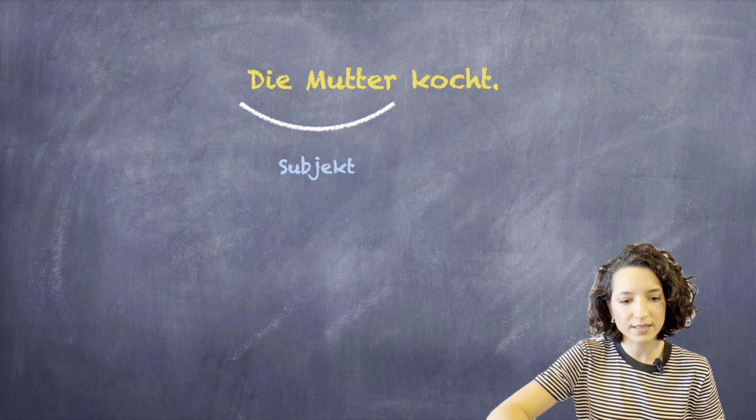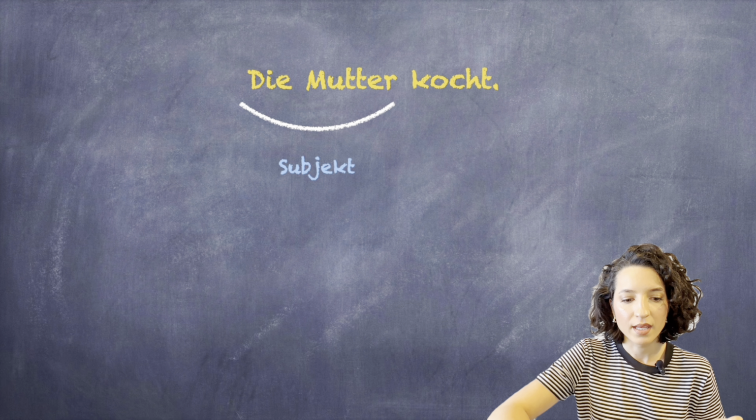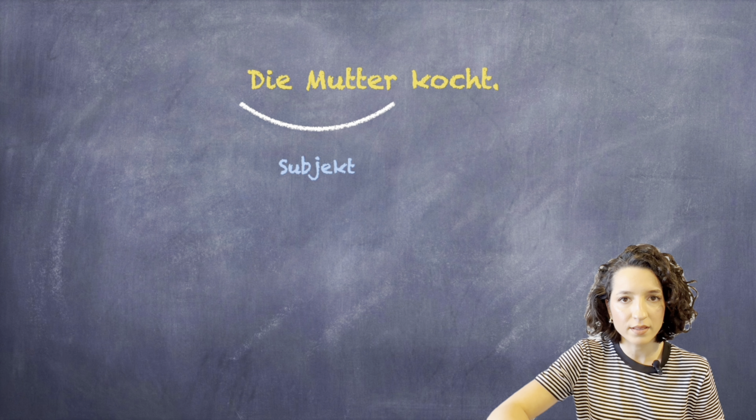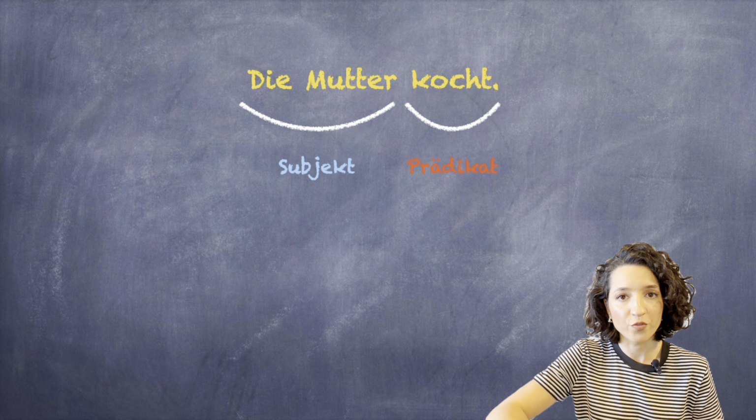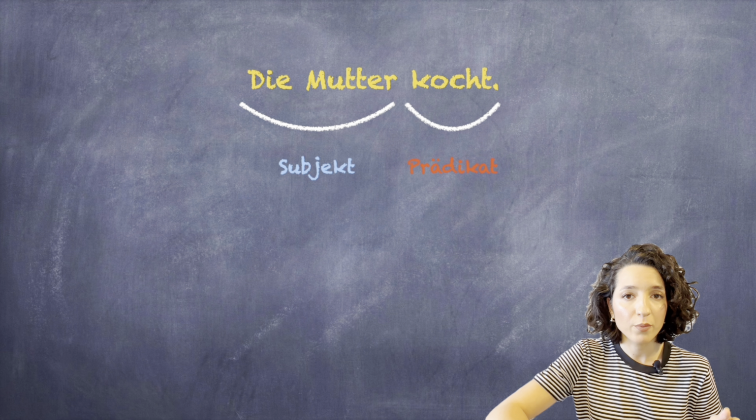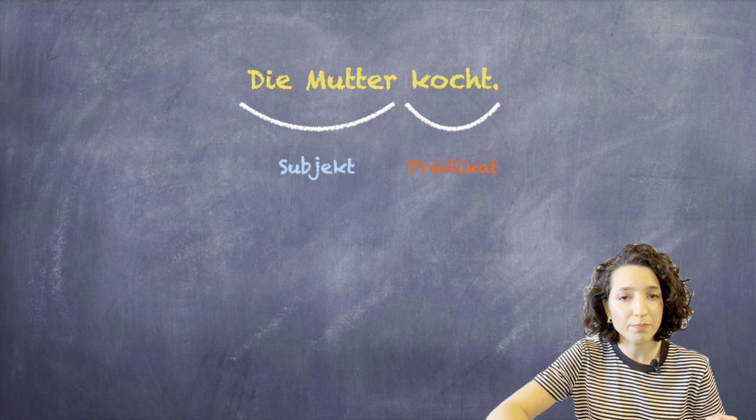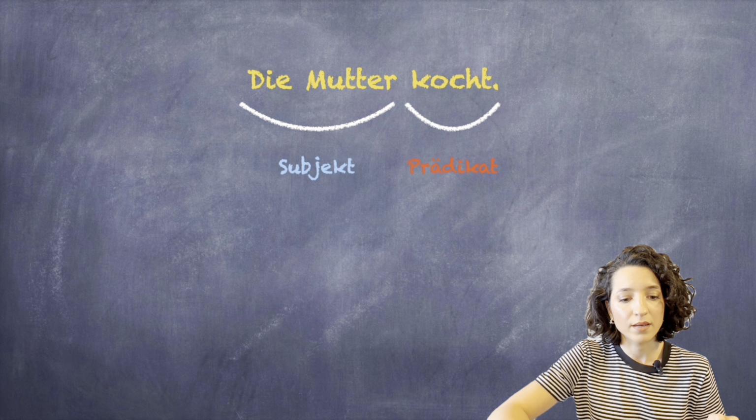Die Mutter is our subject, das Subjekt. I will always mark the subject blue. And kocht is our verb or predicate. I will say it's the Prädikat, and it's marked with red.